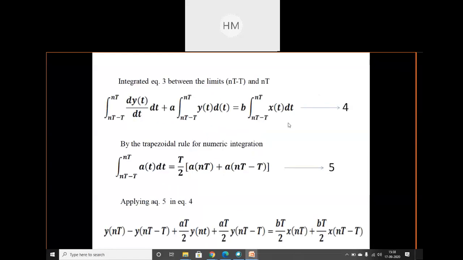Okay. So next, write down integrating the equations between the limits nT minus T and nT. We are integrating the inverse Laplace transform equation between limits. These are the limits. This equation is written.